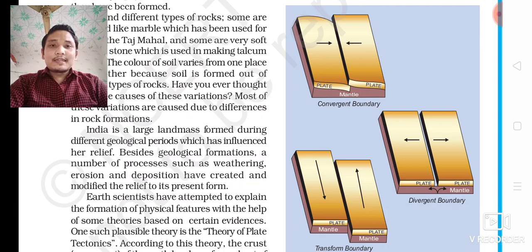Now in the next video we will discuss in detail how India's mountainous areas and the Deccan plateau were formed.